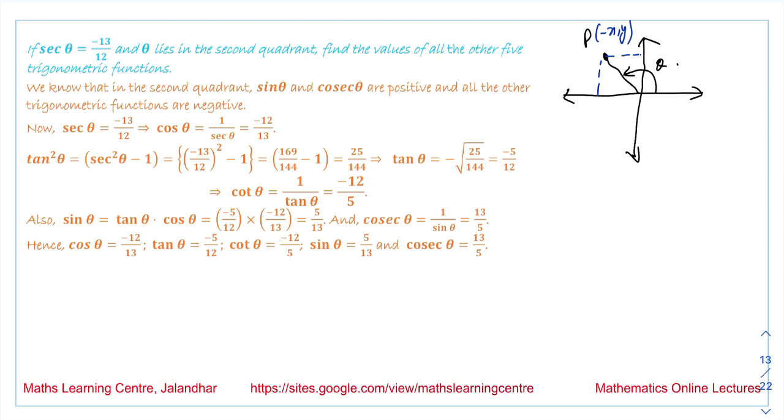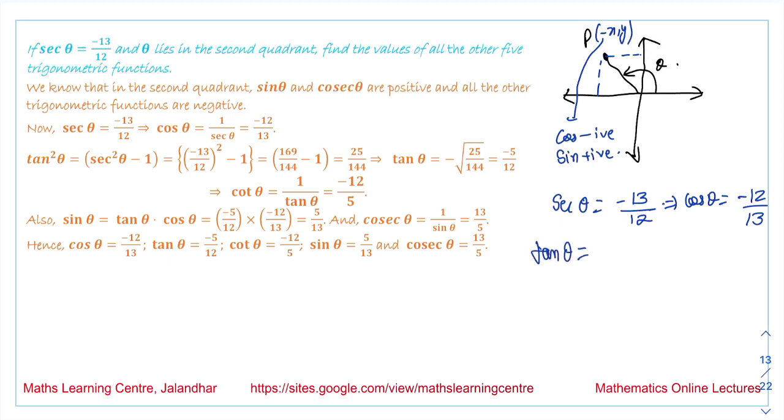What does this give us? This gives us that cos is negative and sine is positive. Now the value of secant theta we have is equal to minus 13 by 12. So this gives us cos theta is equal to minus 12 by 13. Now what is the value of tan theta that we will have?